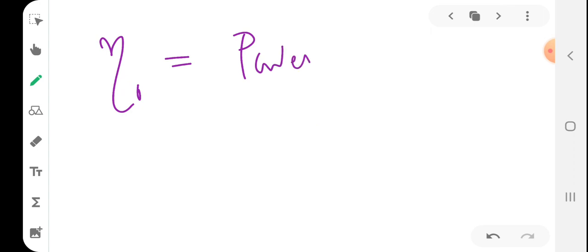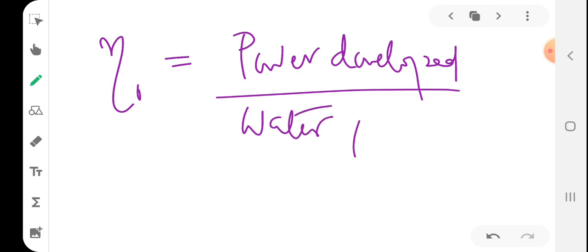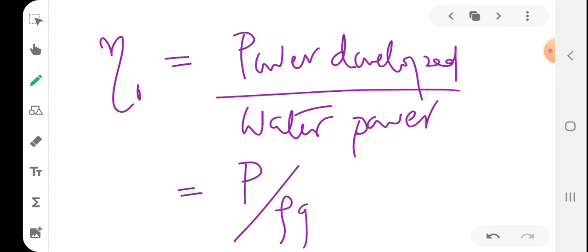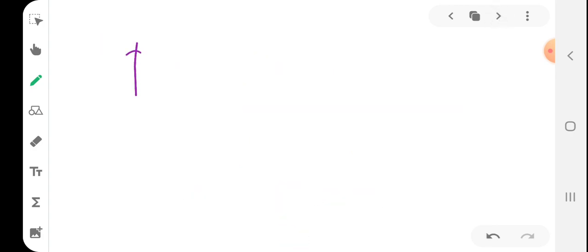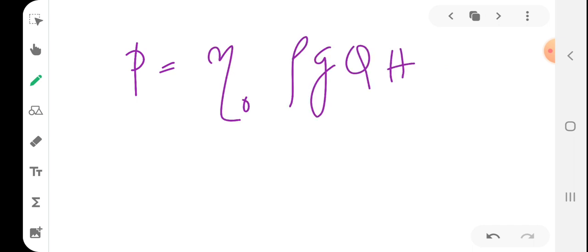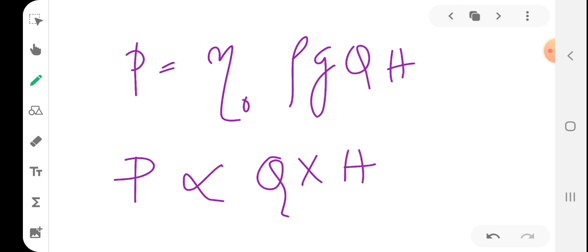So you know that overall efficiency, eta O, is expressed as power developed, or shaft power, by water power. So it is P by rho g Q H, or P can be written as eta O rho g Q H. So we can write P is proportional to the product of Q and H.